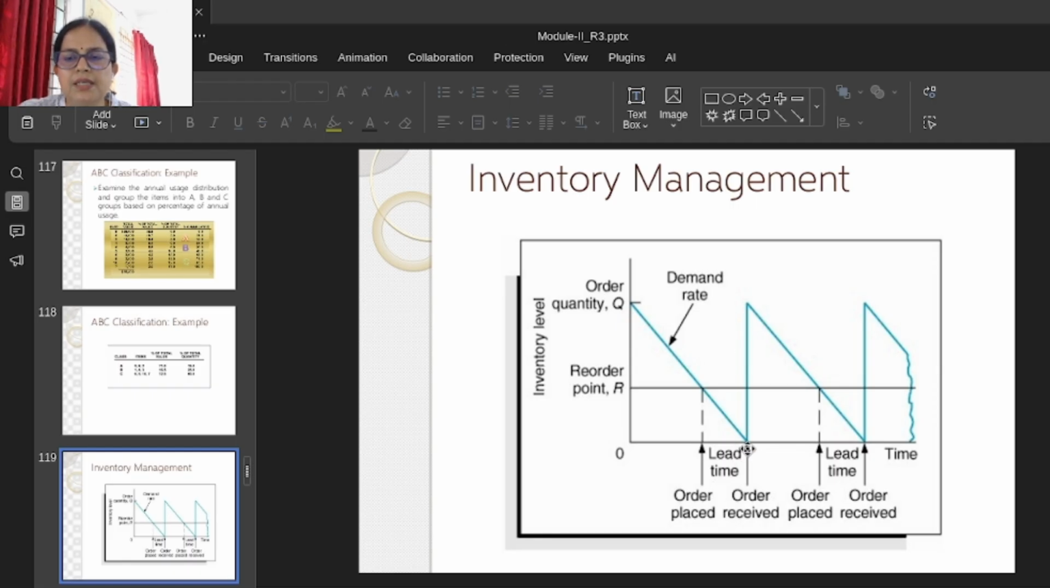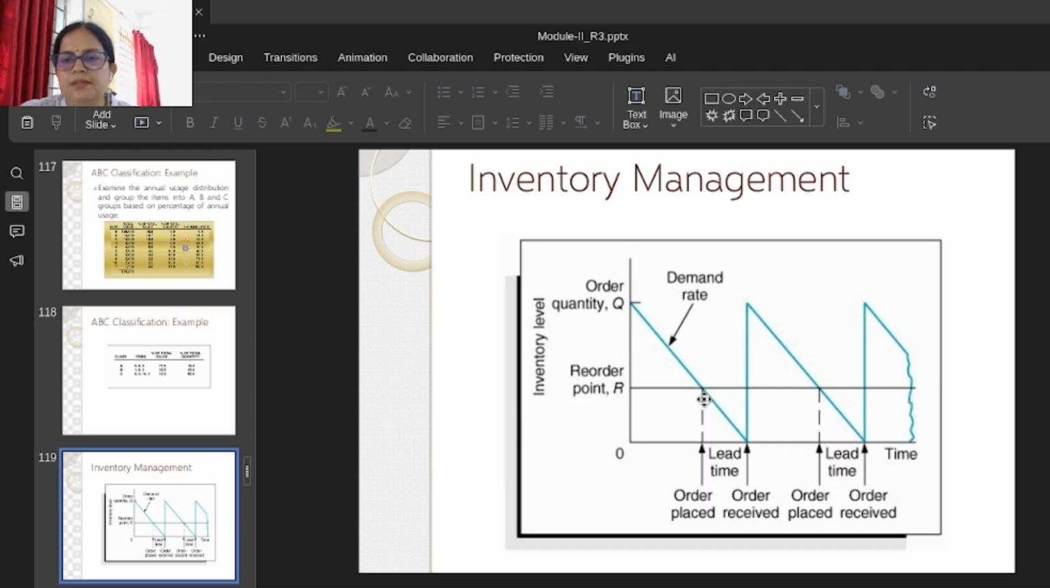Suppose on the 30th day the total inventory will be finished. On the same day we are able to replenish the stock. Here there is no gap between the stock completion and the replenishment time. So on the 30th day only we are going to put it again. Again from the first day consumption will start. So this is the basic model.